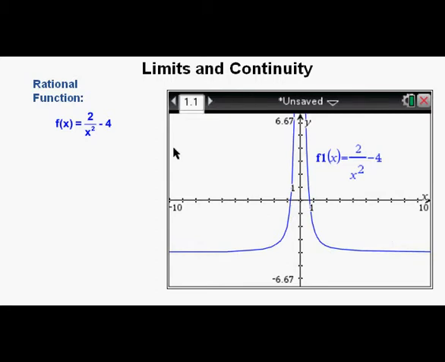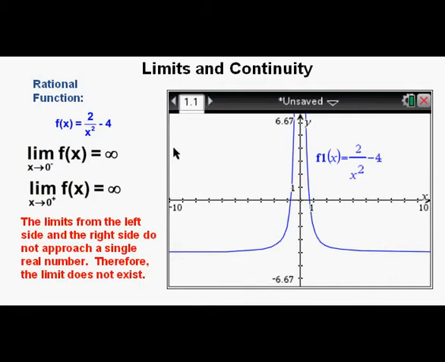Now let's look at this rational function f of x equals 2 over x squared minus 4. For this function, the limit as x approaches 0 from the left of f of x equals infinity, and we can say that the limit as x approaches 0 from the right side also equals infinity. But even though the limits from the left and from the right both equal infinity, still the limit does not exist, because limits from the left side and the right side need to equal each other, and that equaling need to be a common real number, and since infinity is not a real number, the limit does not exist for an input value of 0.